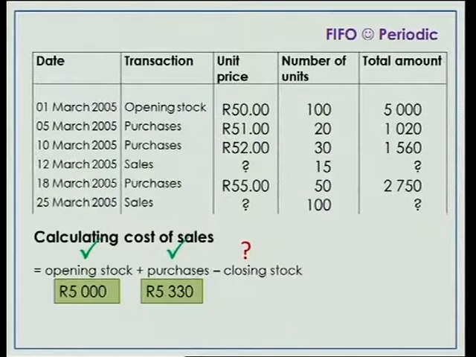Let's go back to our example. Can we now calculate cost of sales? Do we have our opening stock? Yes, that's our opening stock, the 5,000. Do we have our purchases? Remember the stores that we did? Yes, we do have that. Do I now have the value of my closing stock? Yes, we've just calculated that as 4,565. So can I now calculate cost of sales? Yes, I can.